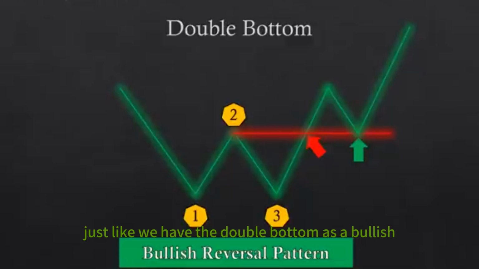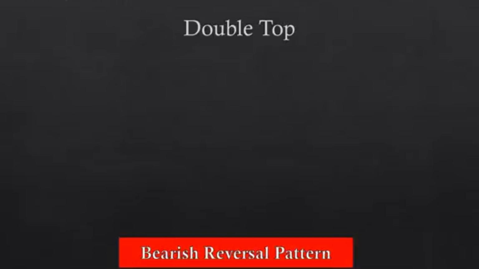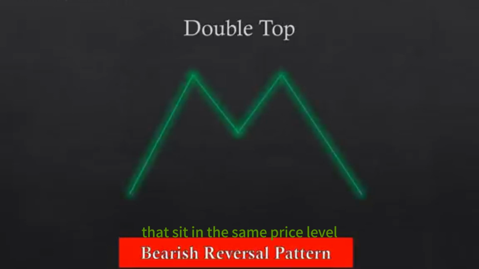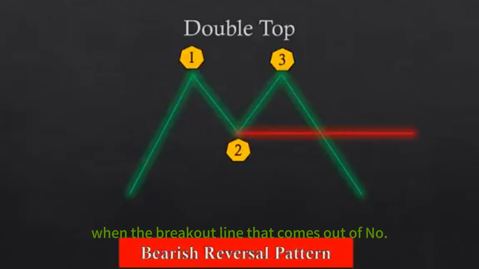Just like we have the double bottom as a bullish reversal pattern, we also have the double top as a bearish reversal pattern. This pattern is formed by two highs that sit in the same price level. It's a bearish reversal pattern, so price will be going up, and then a double top will appear to signal a reversal to the downside. The double top is confirmed when the breakout line that comes out of number 2 is broken to the downside.